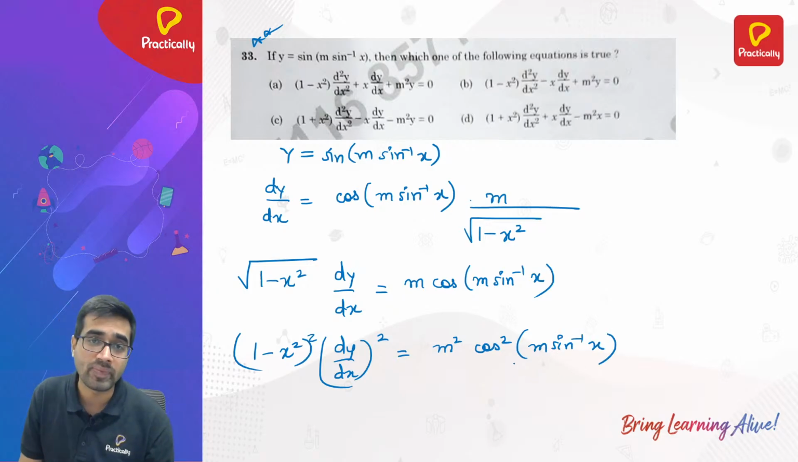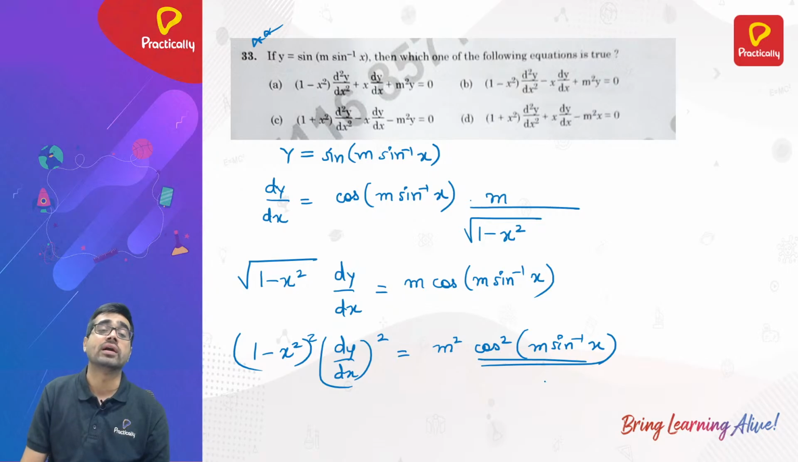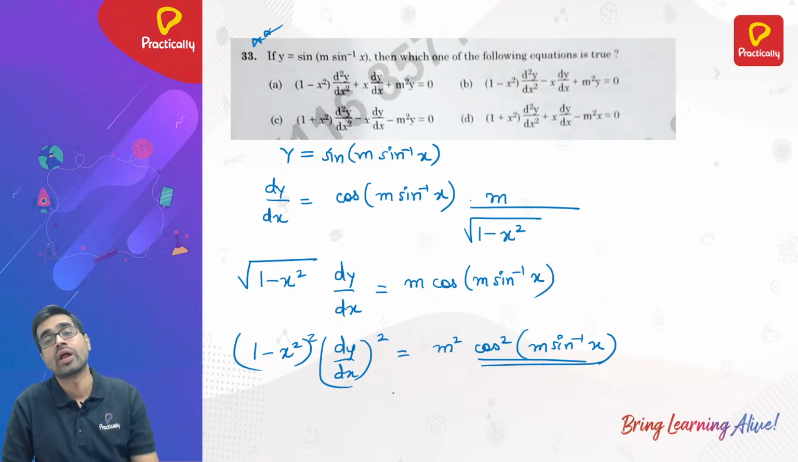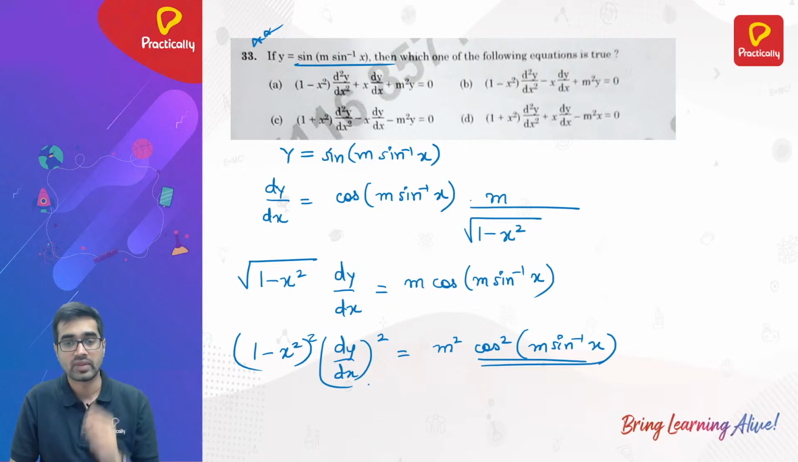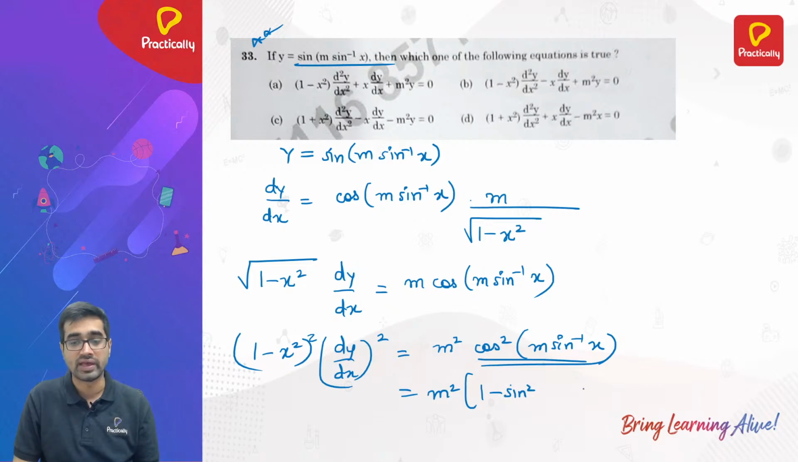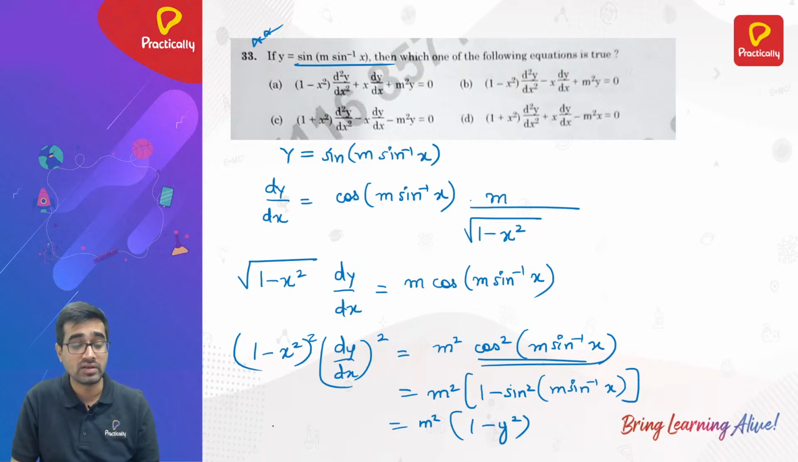The reason you don't panic is that this is a cos square term, but I can replace it by a sine square term. That is why you get m square (1 minus sine square (m sine inverse x)). Now you can replace it by 1 minus y square. Simple, easy. Don't open the square bracket, as this will not help you in any way.